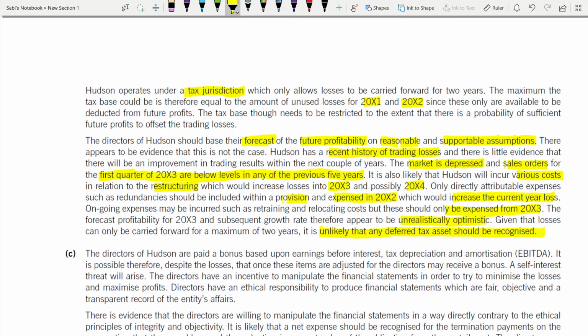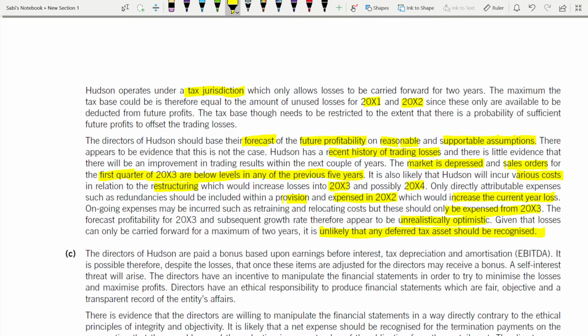You should never explain in one line for 5 marks. I've seen students like that also, 2 or 3 lines they'll be giving, and then they are saying they will recognize deferred tax asset or they will not recognize deferred tax asset. You should never do this. You should give all these facts, all this evidence has to be there before you arrive at that conclusion, before you say whether it will be recognized or not. Therefore, it is unlikely that any deferred tax asset should be recognized.